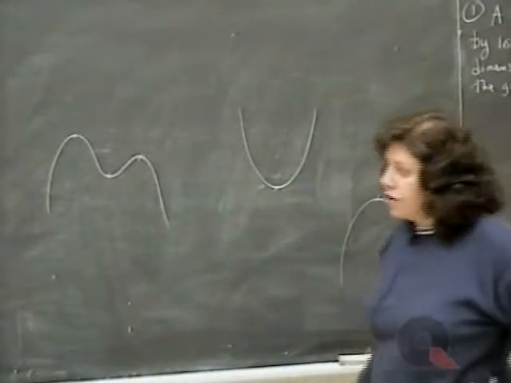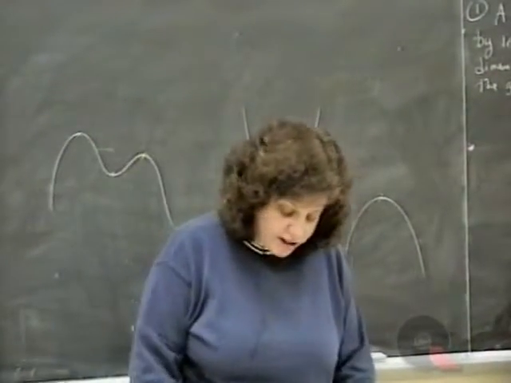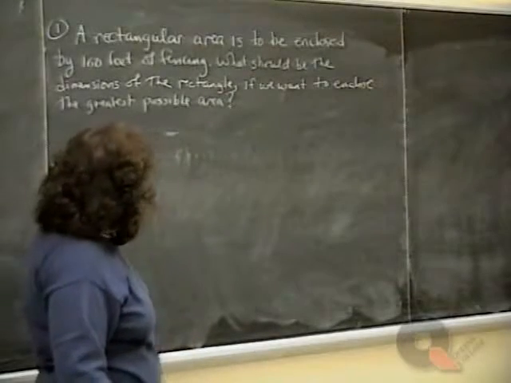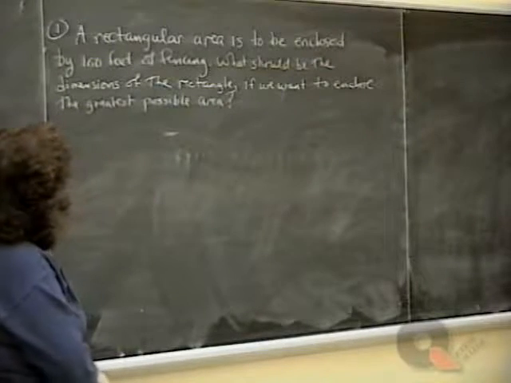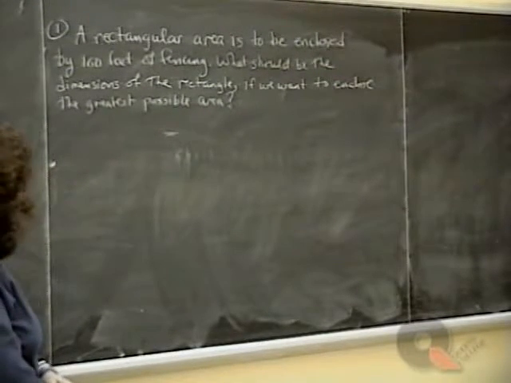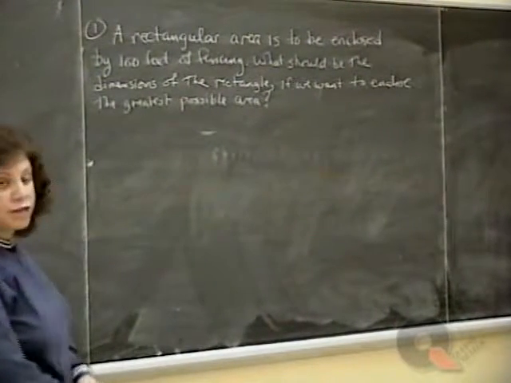Okay, so let's try the first word problem. The only way you're really going to understand this is to actually practice. For our first word problem, let's try this. A rectangular area is to be enclosed by 100 feet of fencing. What should be the dimensions of the rectangle if we want to enclose the greatest possible area?